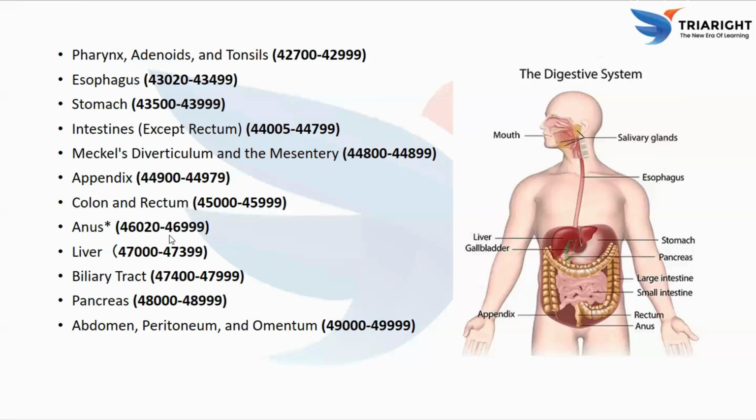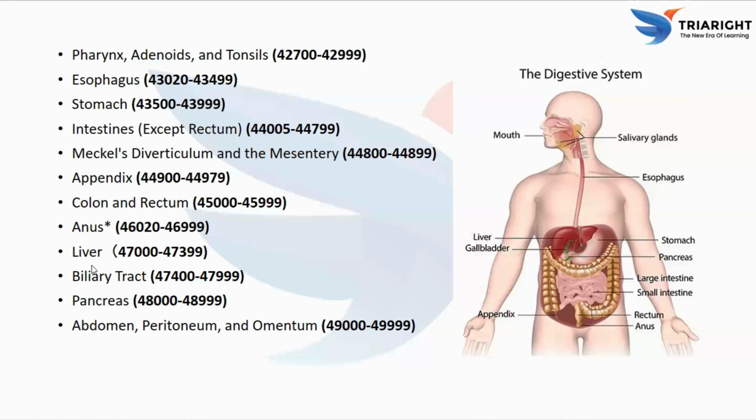Appendix. Appendix codes are from 44,900 to 44,979. They include procedures like appendectomy, both open and laparoscopic approaches, and they cover complicated versus uncomplicated cases. Colon and rectum include colonoscopy, colectomy, proctectomy, and rectal repair. Colonoscopy codes are often tested. Whether they are diagnostic versus therapeutic matters here. And anus includes hemorrhoid procedures, anal fissure repair, and sphincterotomy. The code ranges are from 46,020 to 46,999.